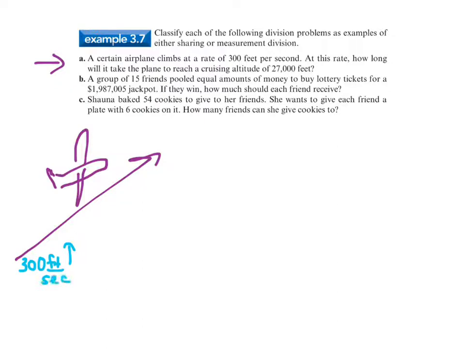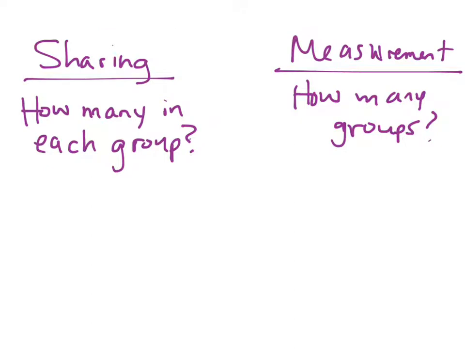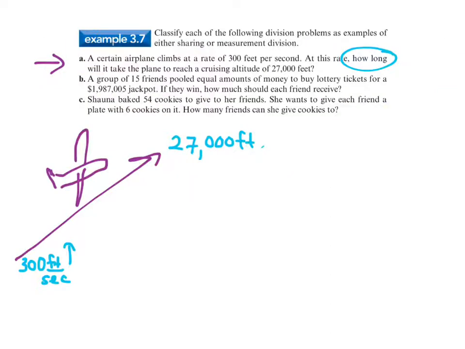Per second. Okay, and the question is, how long will it take the plane to reach a cruising altitude of 27,000 feet? Right? So to figure out whether this is sharing or measurement, we have to go back to that idea of determining if we're figuring out how many are in each group or how many groups we have. So here, there is no mention of groups, so that's the part that we need to figure out.